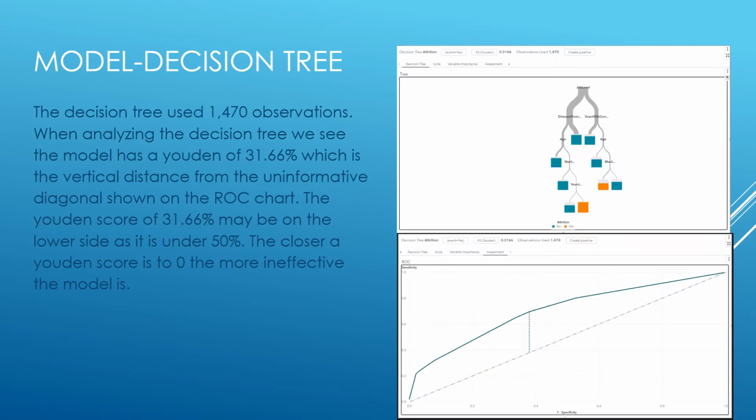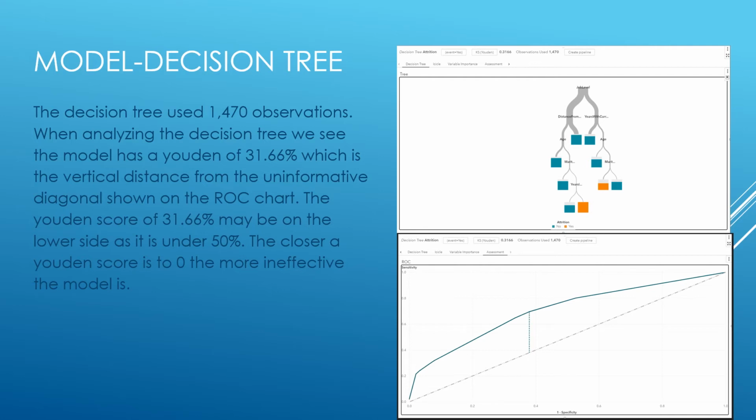So if we look at the decision tree, they used all of our observations, 1,470 observations, when analyzing the decision tree. We see that our model has a Youden of 31.66%, which is the vertical distance from the uninformative diagonal shown on the ROC chart. The Youden score of 31.66% may be on the lower side as it's under 50%. So the closer we get to 50%, the more effective the model is.